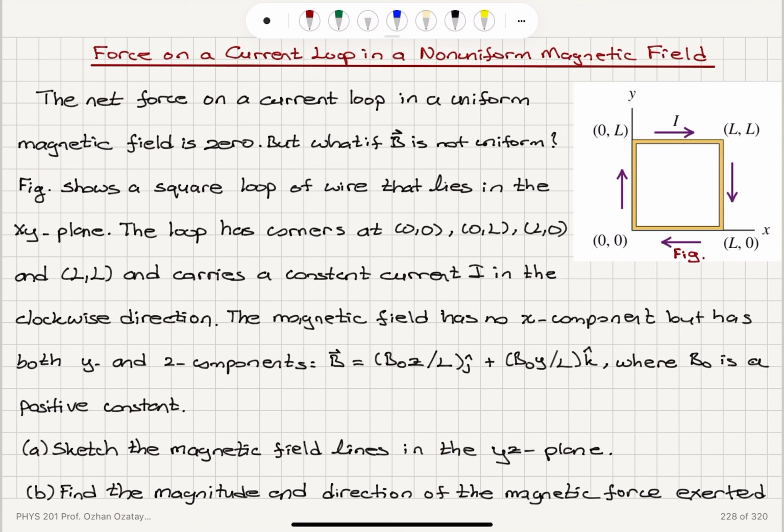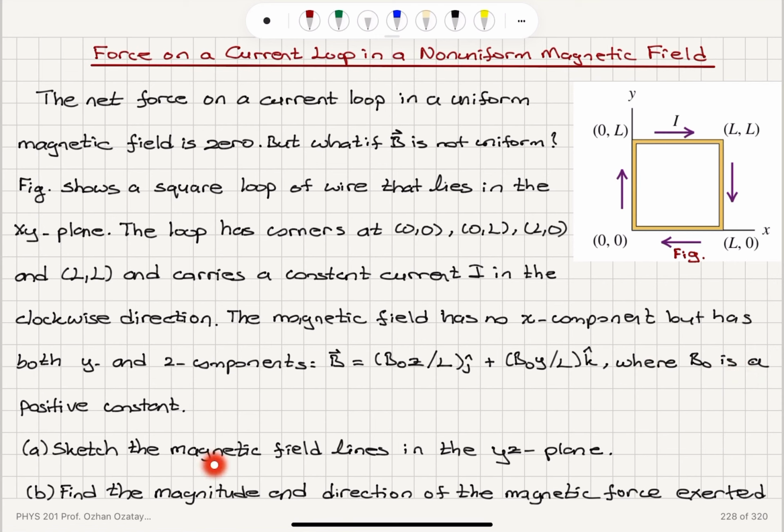The figure shows a square loop of wire that lies in the xy plane. The loop has corners at (0,0), (0,L), (L,0), and (L,L), and carries a constant current I in the clockwise direction. The magnetic field has no x component, but has both y and z components. It is B0 z over L in the j hat direction plus B0 y over L in the k hat direction, where B0 is a positive constant.